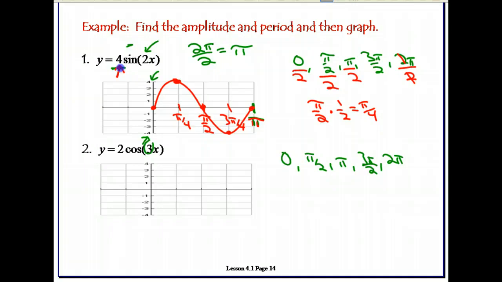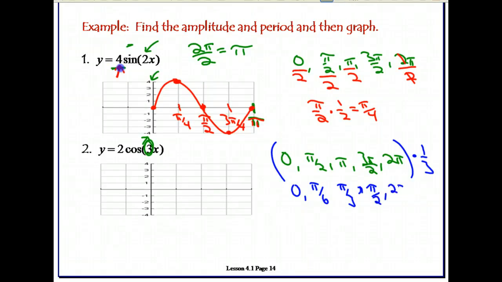Oh, look. There's a 3 in here. All of these get divided by 3. And again, how do you divide by 3? It's the same as multiplying by the reciprocal. So multiply by 1/3, I get a 0. I get a pi sixths. I get a pi thirds. Look at that, the 3's cancel out. I get a pi halves. I get a 2 pi thirds. So these are great practice with your fractions. So here's pi sixths, pi thirds, pi halves, 2 pi thirds. What about the amplitude?